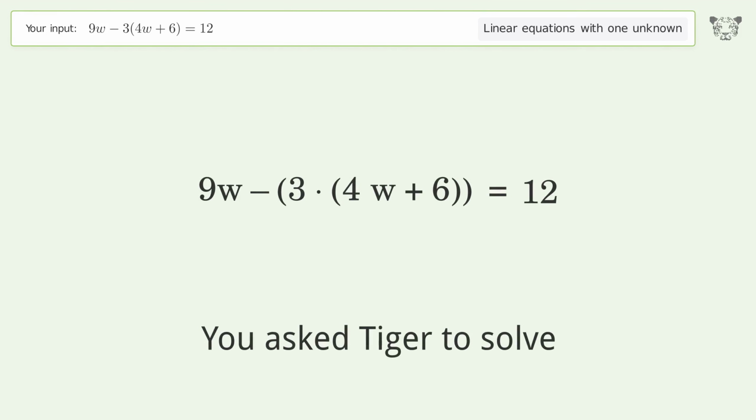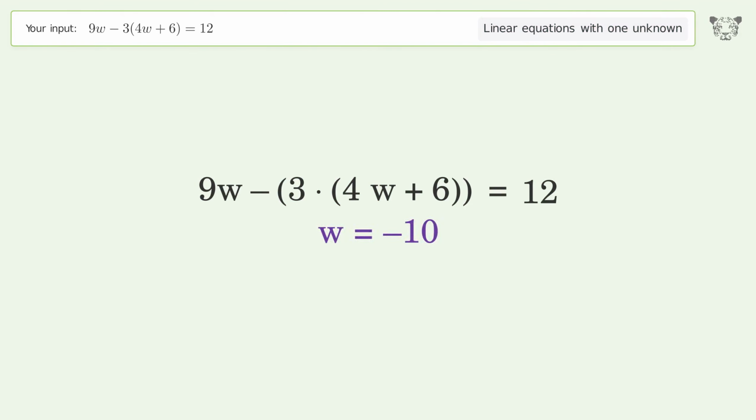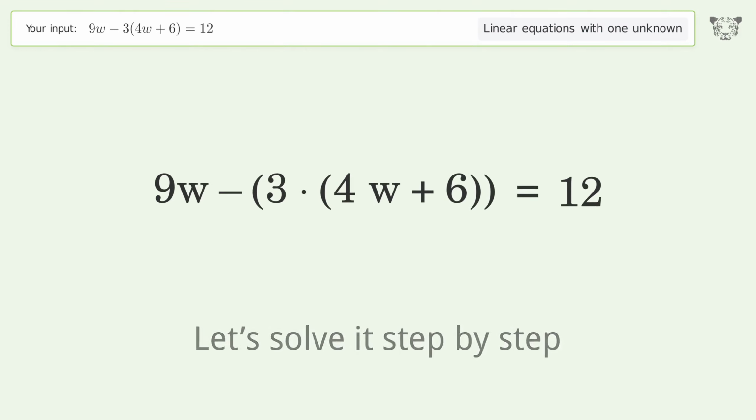You ask Tiger to solve. This deals with linear equations with one unknown. The final result is w equals -10. Let's solve it step by step.